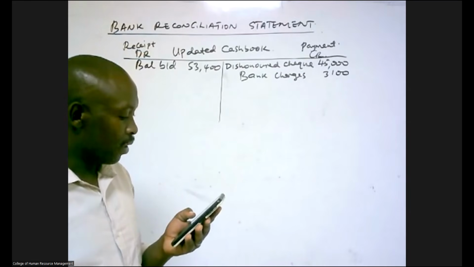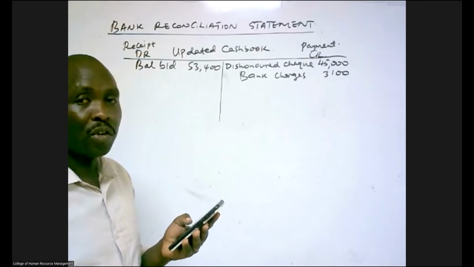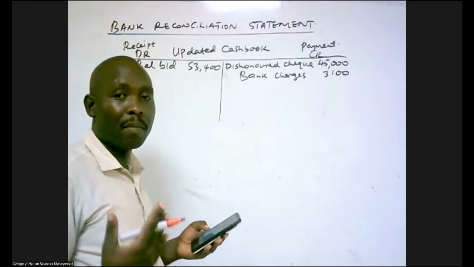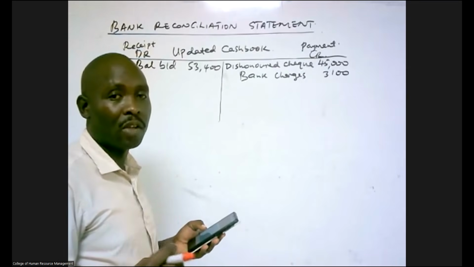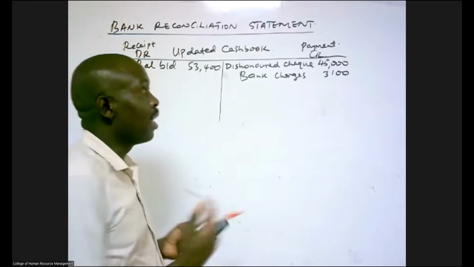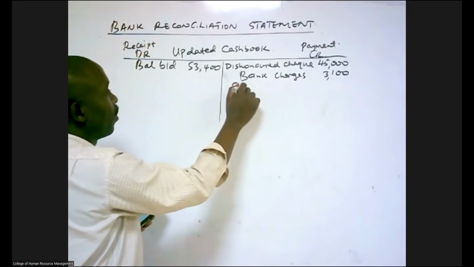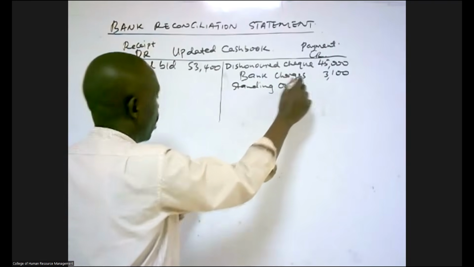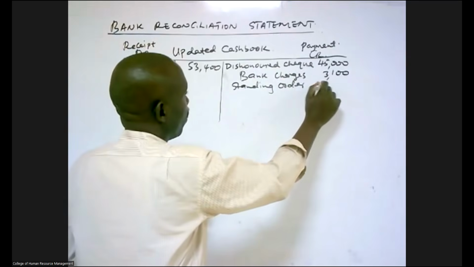A standing order payment of 100,000 for rent was reflected in the bank statement only, meaning that a standing order is a payment the bank is making on your behalf because you issued such instructions. So the bank has paid. In the cash book, we have not paid. We record them. Standing order of 100,000.